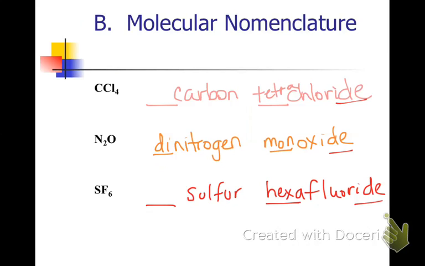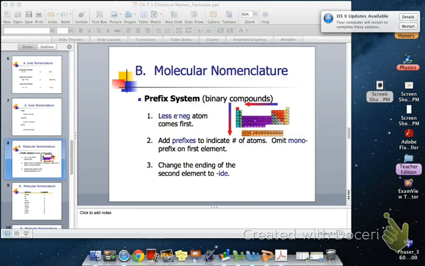How come mono went with the oxygen, but it didn't go with the sulfur or the carbon? The rule back a couple slides was only put mono on the second element if needed. If it's just one atom of the first element, you drop the mono. Okay. Let's go to the next one.